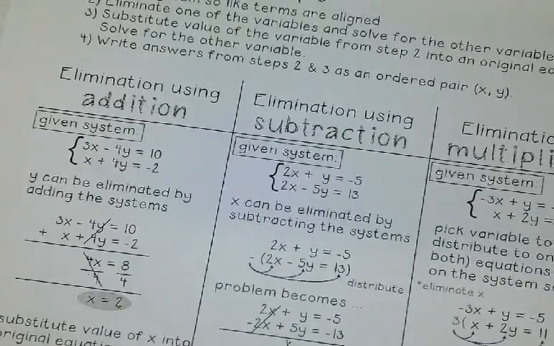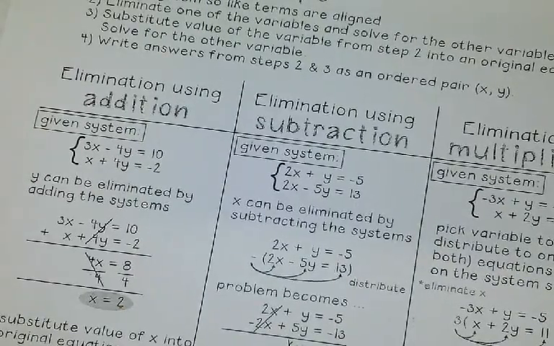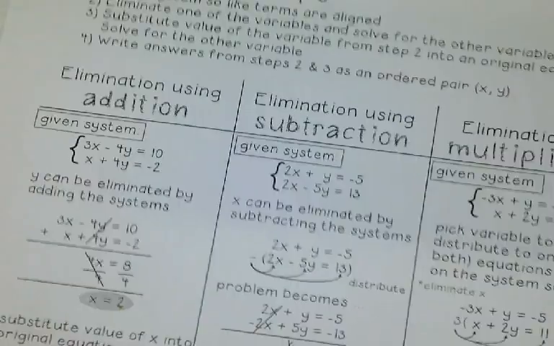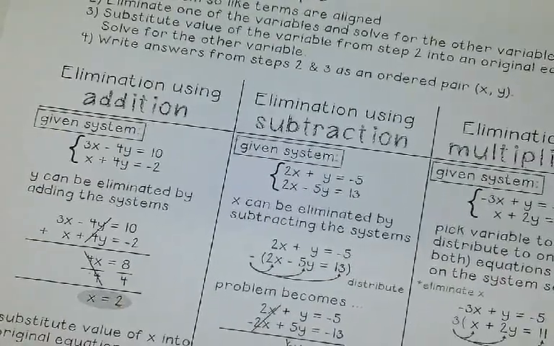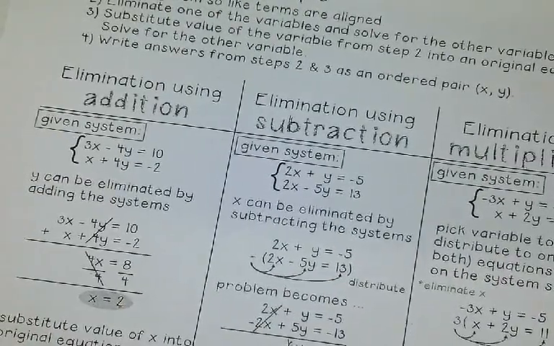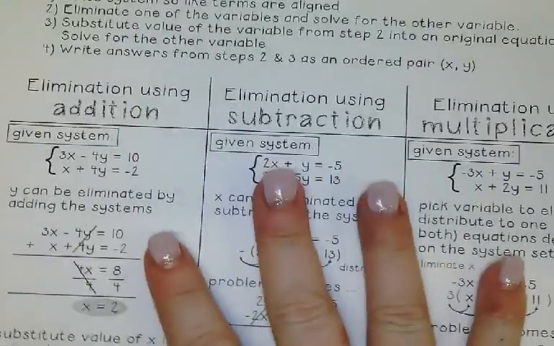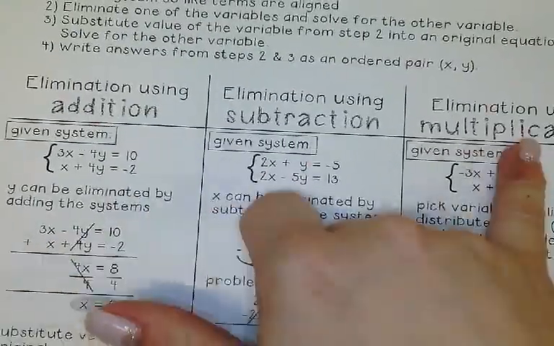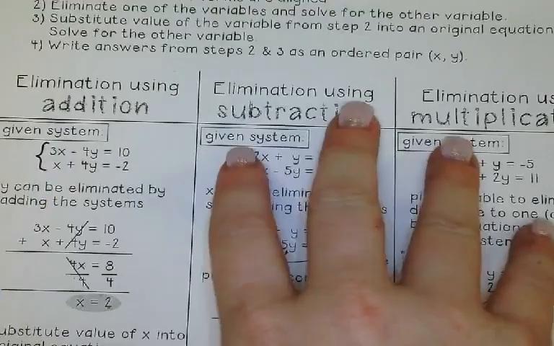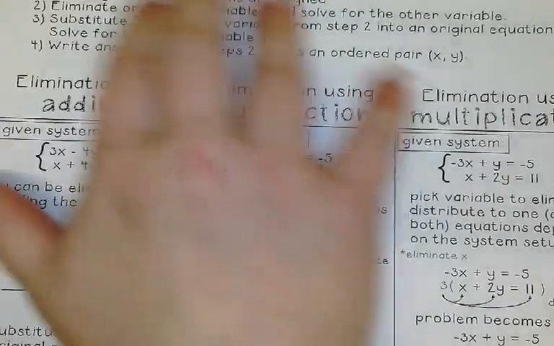All right, these are your notes on solving systems by elimination. So we've already done substitution. We've also done graphing, but now we're going to be eliminating. There are 3 different types of elimination. You have elimination by addition, subtraction, multiplication, and these are your steps.